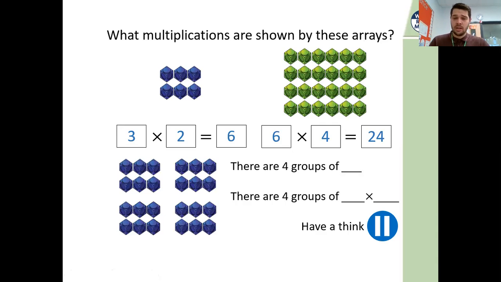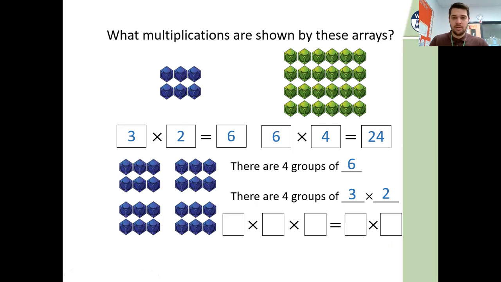So have a think now. That means there are 4 groups of what? 3 times 2 equals 6. So that's one group. So there are 4 groups of something. 6, hopefully we got that. Which means there are 4 groups of 3 times 2.